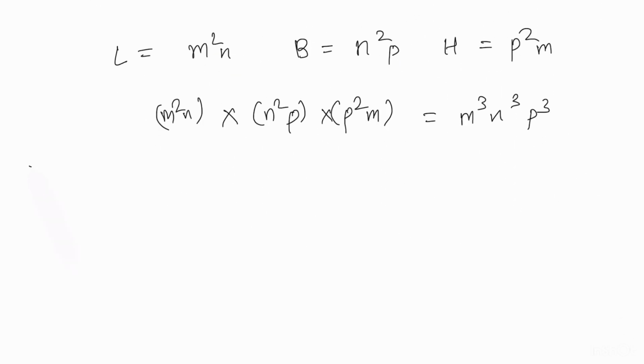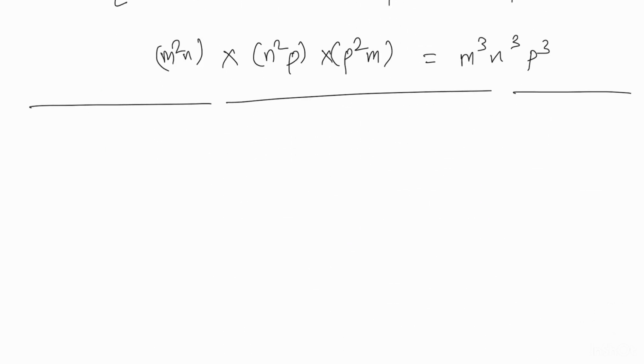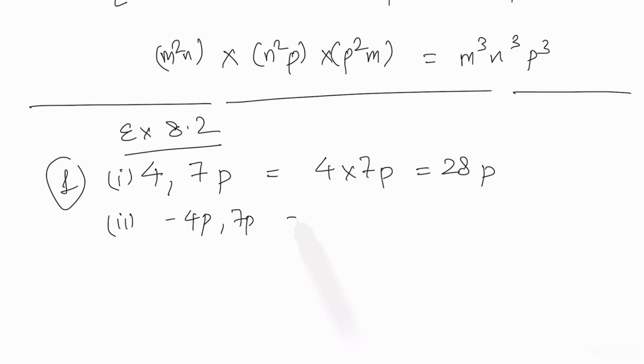So I think this is about basic multiplication. You have understood how to do it. Let us quickly solve exercise 8.2. It's very easy. So exercise 8.2, we'll start with question number 1. 4 into 7p is very easy. 4 into 7 is 28p, only one term. This exercise is really very easy. We'll do it very quickly.